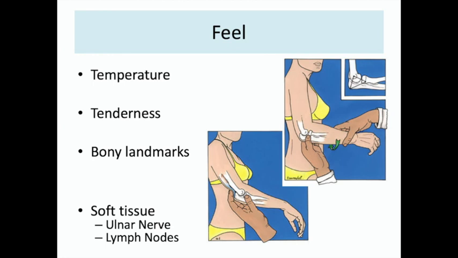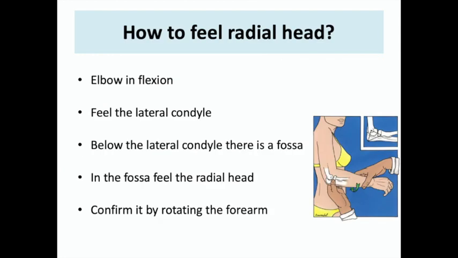So certain things are asked pretty often and you might be asked to demonstrate. One of them is how to feel the radial head. This is classically done in elbow flexion. You feel for the lateral condyle, and below the lateral condyle there is a fossa. In the fossa you feel a hard structure which, on rotation of the forearm, moves with the rotation of the forearm and is very smooth and circular. So these are the steps you need to follow in palpating the radial head.